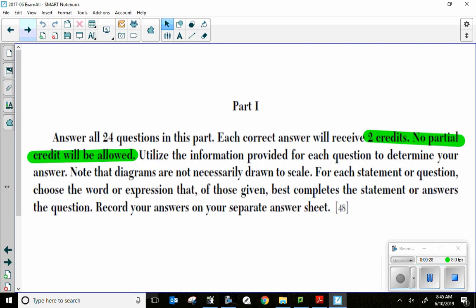Part 1, answer all 24 questions in this part. Each correct answer will receive 2 credits. No partial credit will be allowed. This is multiple choice. It's either 100% right or 100% wrong. Utilize the information provided for each question to determine your answer. Note that diagrams are not necessarily drawn to scale. For each statement or question, choose the word or expression that, of those given, best completes the statement or answers the question. Record your answers on a separate answer sheet. You know what you're doing. This isn't your first rodeo.